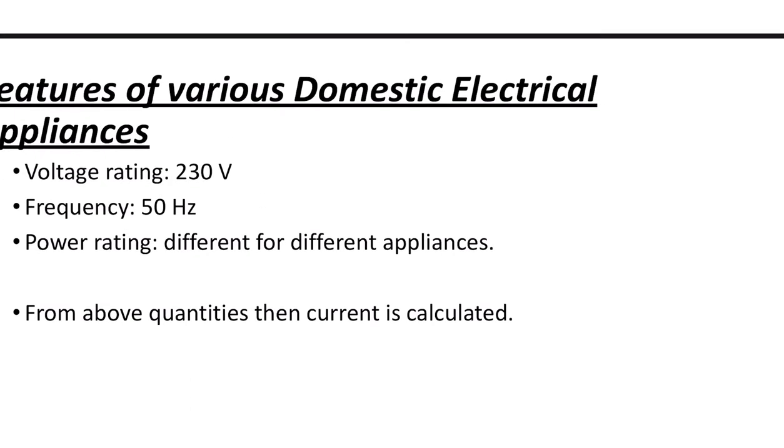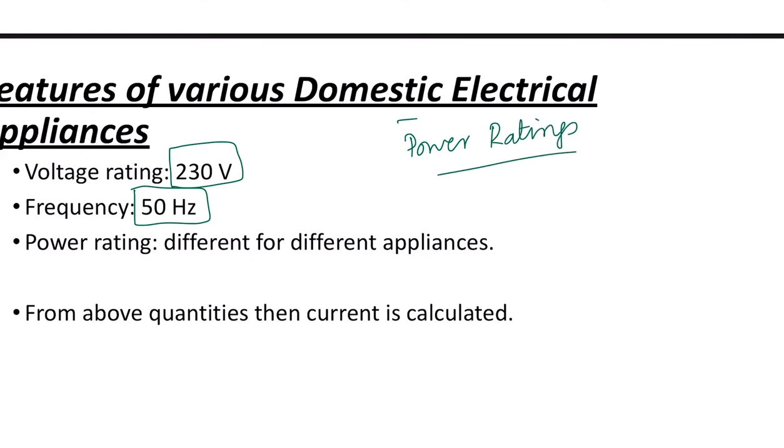Now, we all use different devices in our homes. They are rated to be run at a particular voltage, 230 volts and 50 hertz. At this 230 volts, their power ratings are defined. Power ratings are defined, and this is usually done by the manufacturer himself.